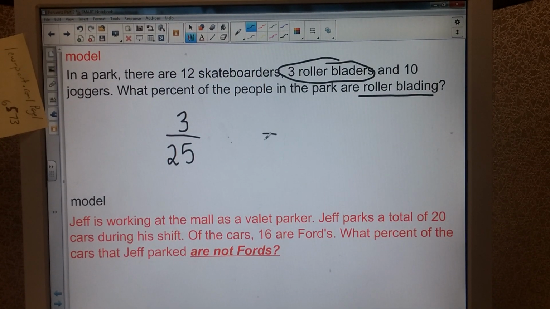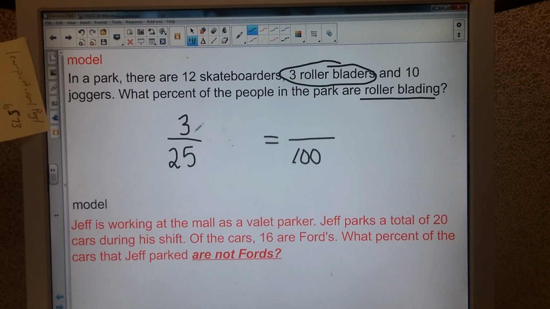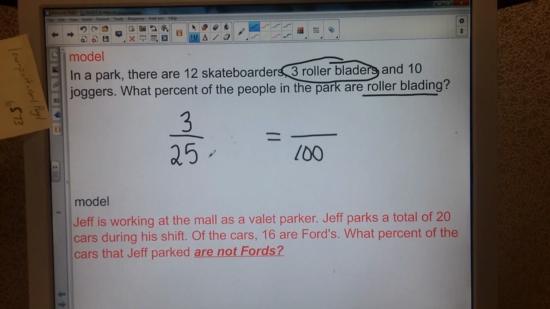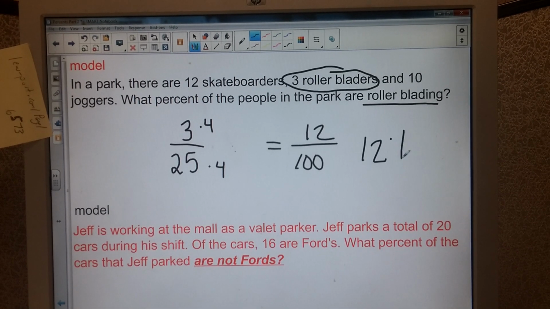I know percents are a rate or a ratio out of 100. So I have to convert this fraction to be out of 100 because 3 out of 25 is not 3%. You'd multiply by 4 here, you'd multiply by 4 here, you'd get 12 out of 100, which is 12%.